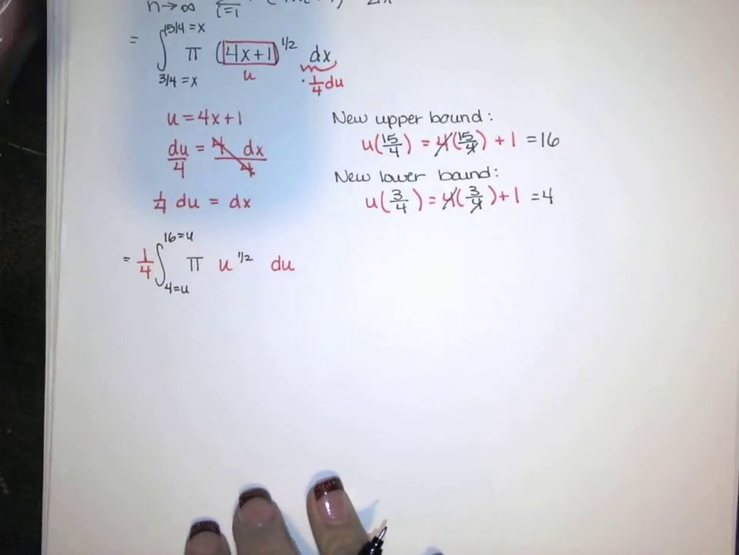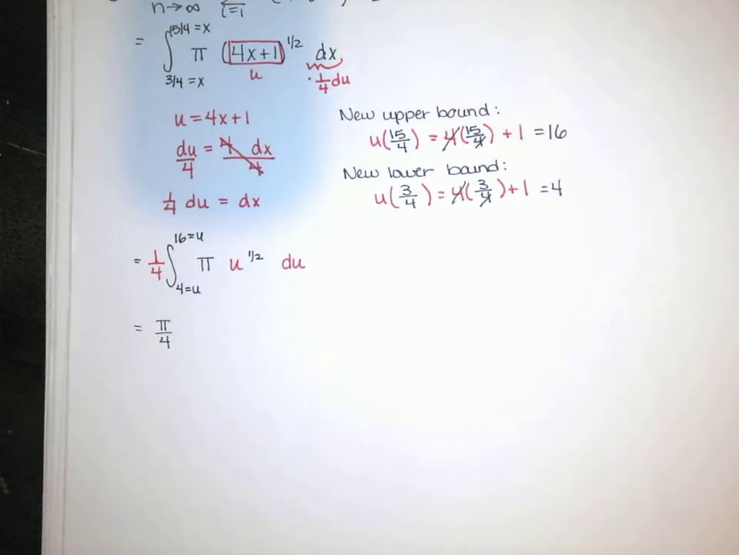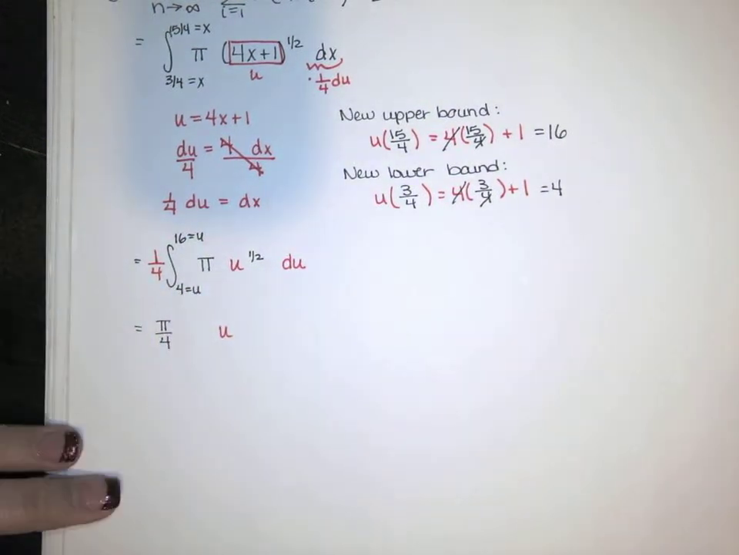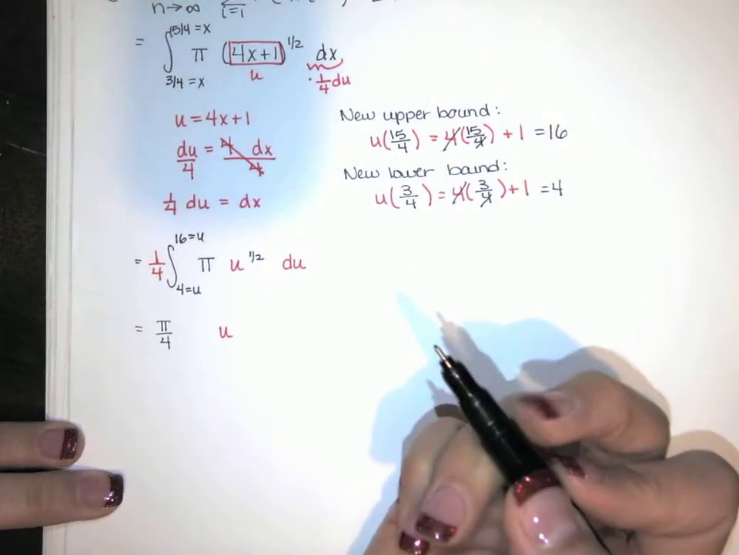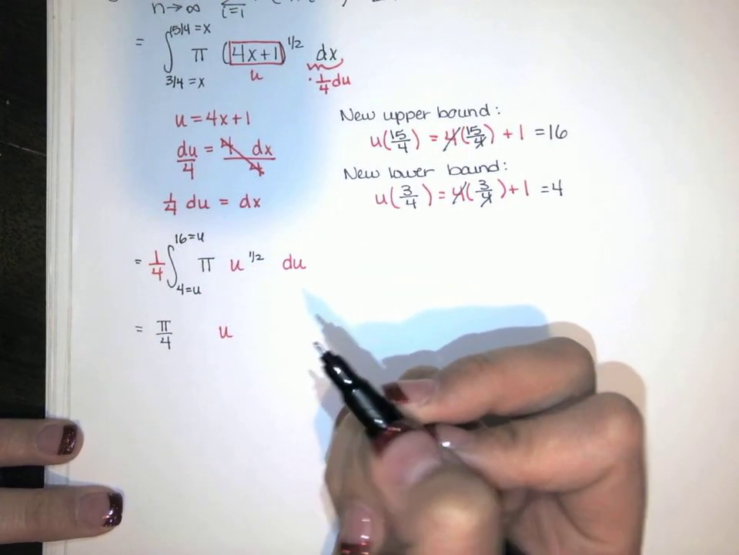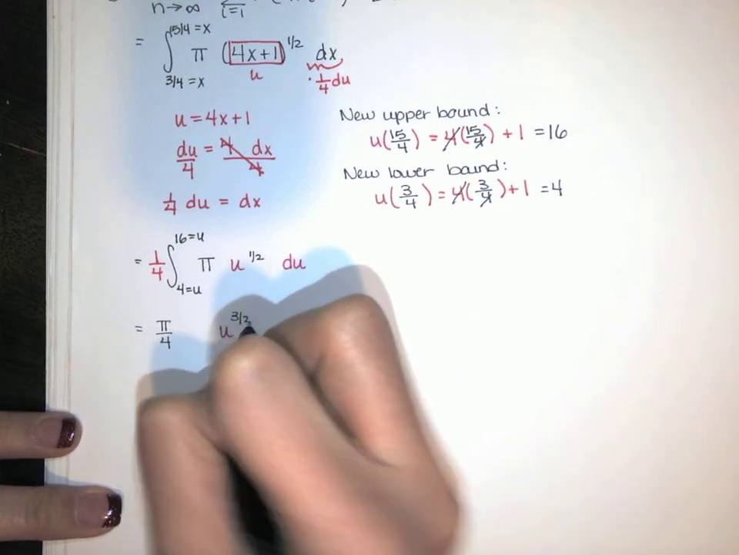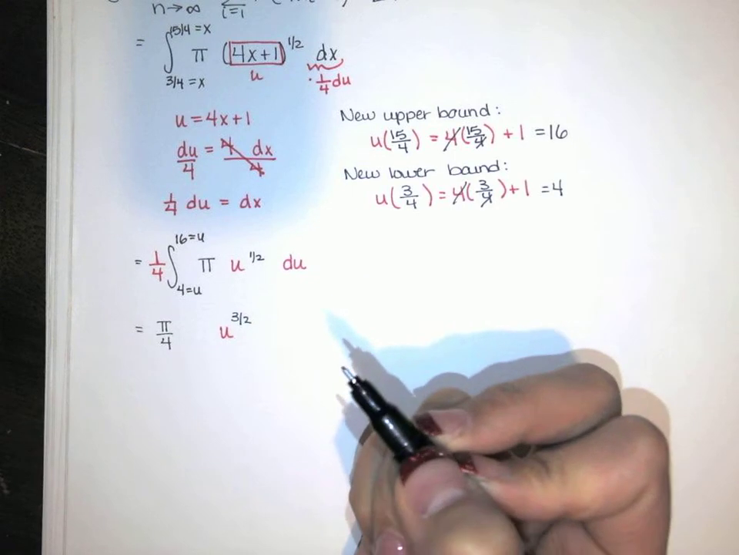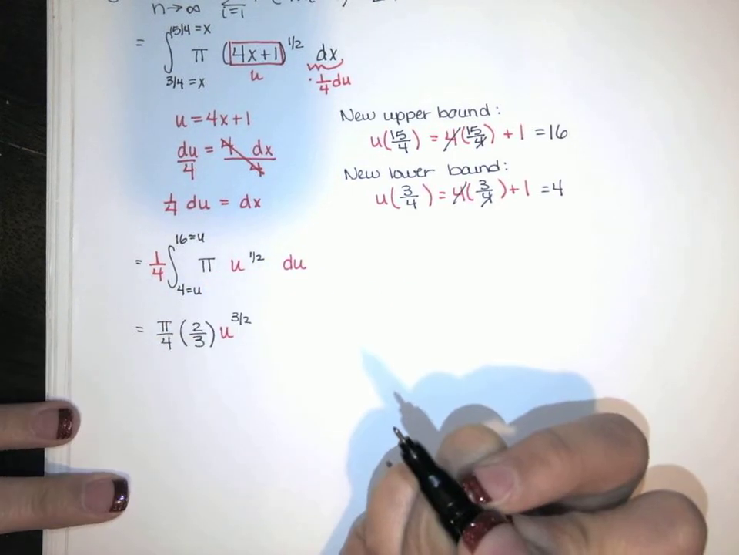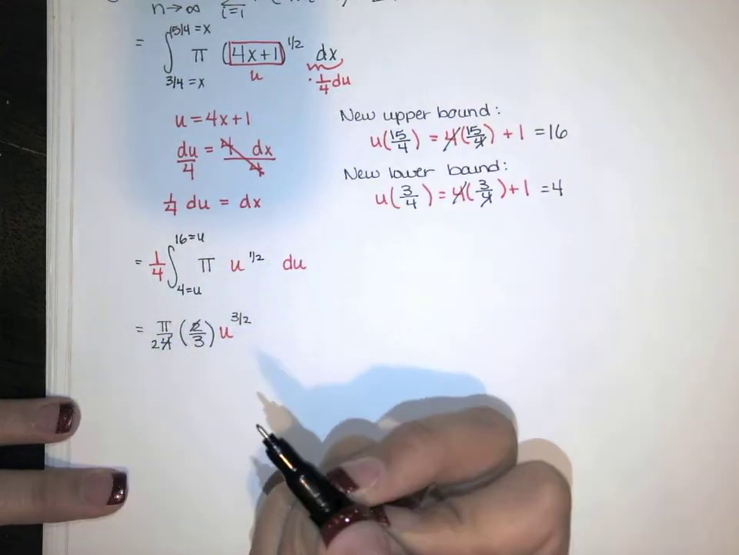Okay, so let's evaluate this. Pi and 1/4 can be factored out. And the antiderivative of u to the 1/2 is u raised to the 1/2 plus 1. We add 1 to the exponent. 1/2 plus 1 is 1/2 plus 2 halves, which is 3 halves. And then we're dividing by the new exponent. Dividing by 3 halves is the same as multiplying by 2/3. You take it and you flip it. A 2 goes into itself once and into 4 twice. So now I've got a pi over 6 out front.